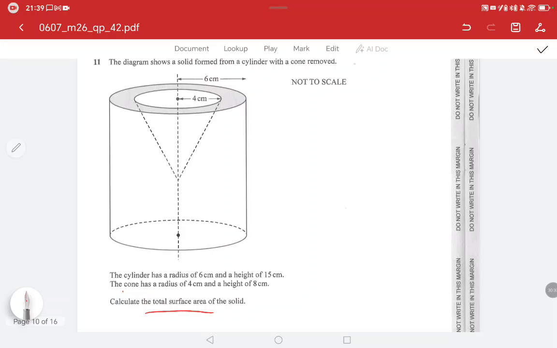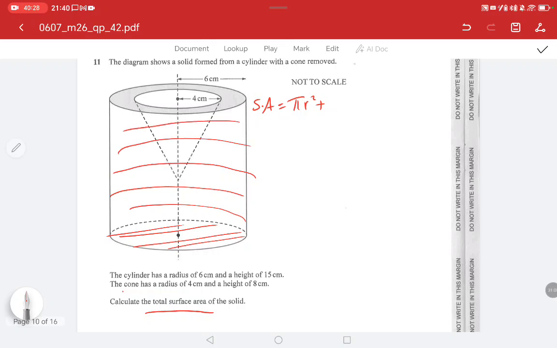If the question was about the volume, I could find the volume of the cylinder and subtract the volume of the cone. But the question is not about the volume, it is about the total surface area. Let's see what surface area we have here. Number 1, the base. It's a circle, so pi r squared. Plus, we have the curved surface area of a cylinder, which is 2 pi r, like a circumference, times the height.